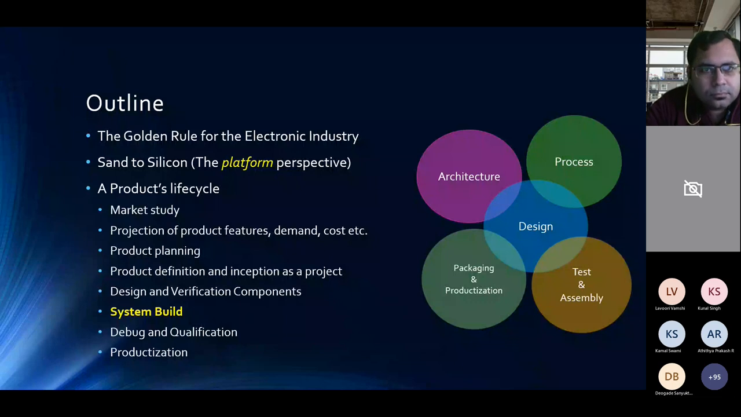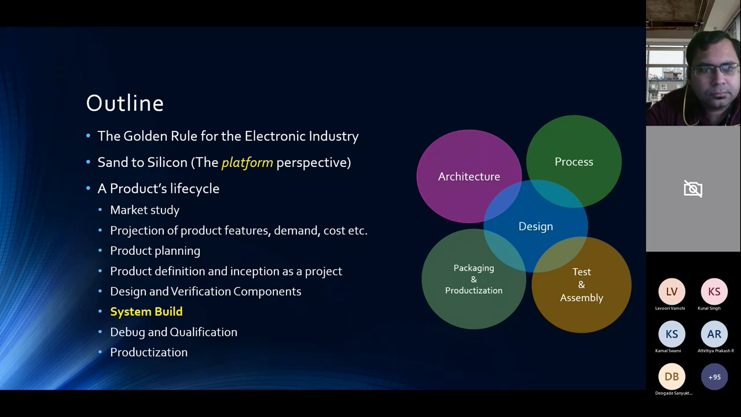And once you define a project, then you start the design and verification effort for that. After you design and verify, you then go on to doing the system build. So today I'll be focusing on the system build part of it. This is just to give you a very oversimplified view of what product lifecycle means. And after your system is built, you go through debug and qualification and essentially the productization.